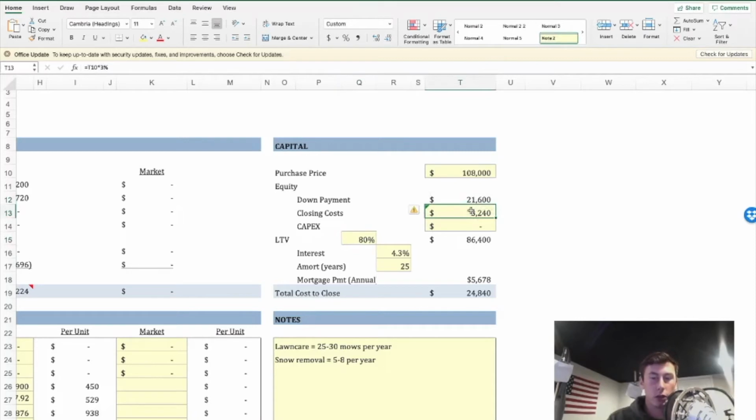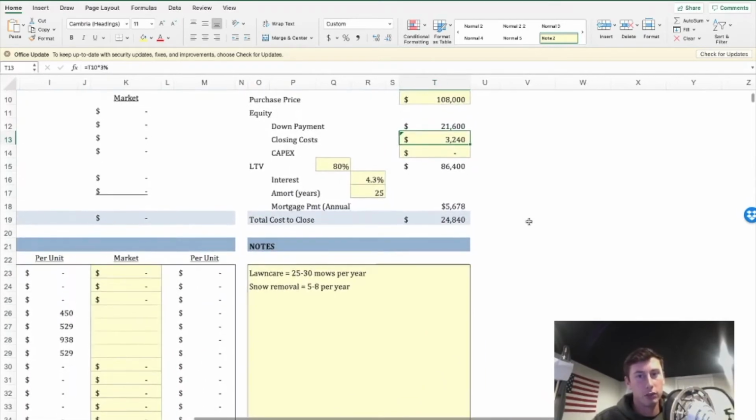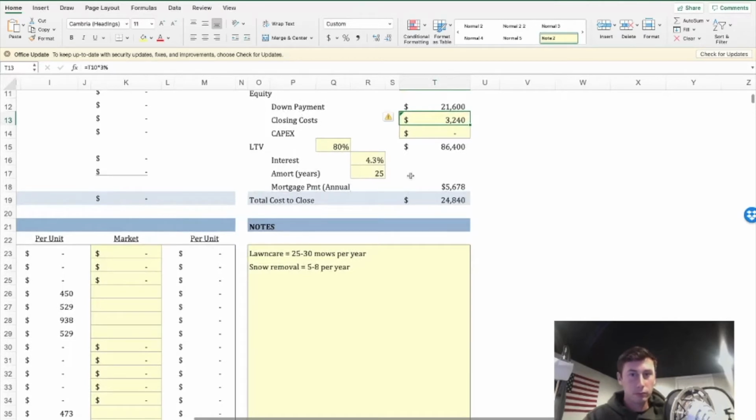And then the closing costs, that's something that you could call your lender and get a more detailed number on what it's actually going to be. But I like to use the rule of thumb, when I'm first starting out on my numbers, that it's going to be roughly 3% of the purchase price. So I just took 3% of 108, and that's 3,240. So that's going to be all the little bank fees, your appraisal, and all that stuff just to get the thing closed.